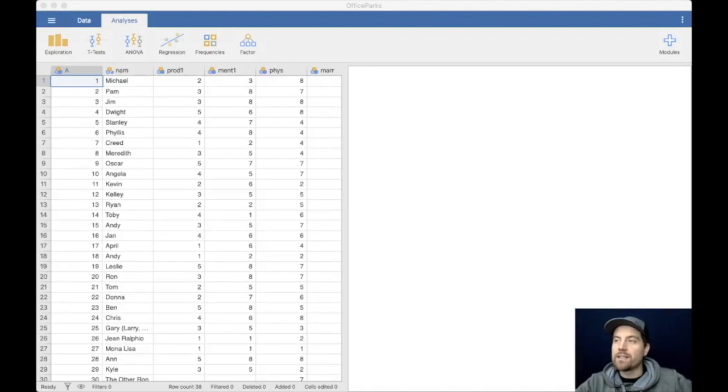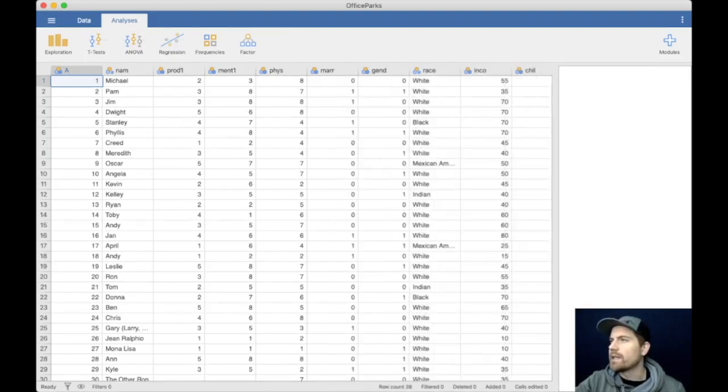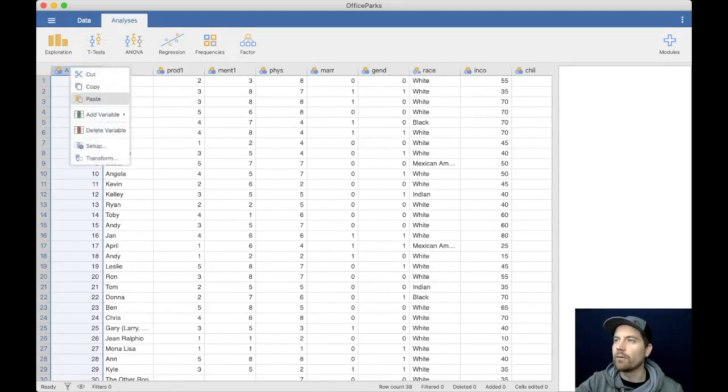Hey everyone, this is a recording to walk through how to use Jamovi to perform regression analyses. To start, I brought in the Office Parks dataset that's on my website. So you can see when I brought it in, first thing, we don't need this first one, it's just a count of the rows. I'm going to delete that real quick.